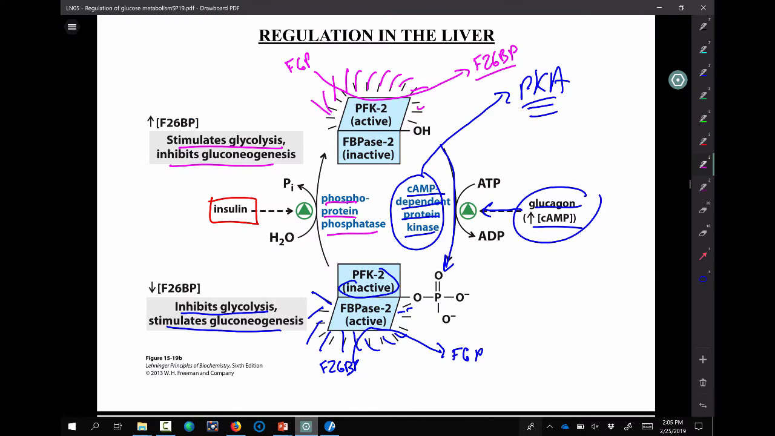It says by glucagon. It's really glucagon signaling. Glucagon itself doesn't do any phosphorylation. It leads to the activity of PKA by the production of cyclic AMP through adenylyl cyclase that is activated by the G protein that's activated by glucagon signaling. All right, so glucagon leads to that. Now, PKA is going to phosphorylate a number of targets in the cell.